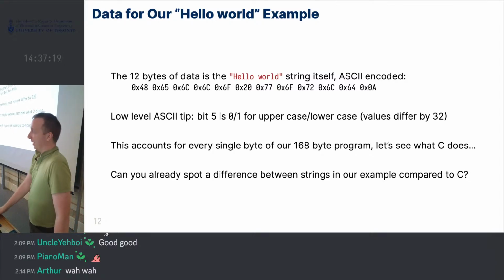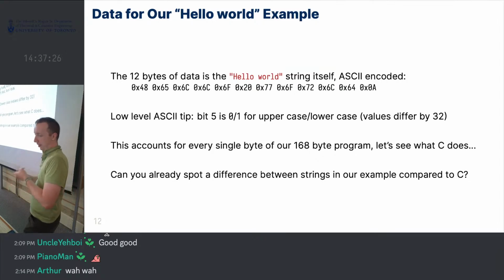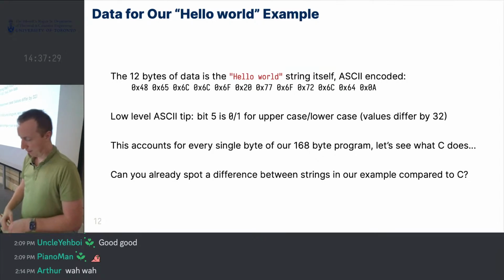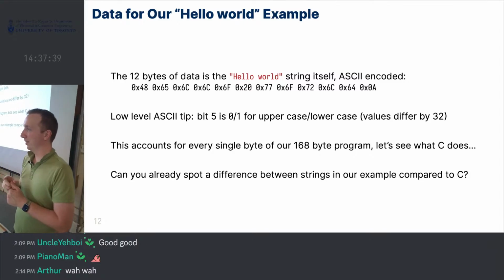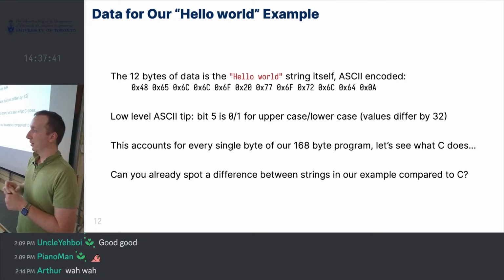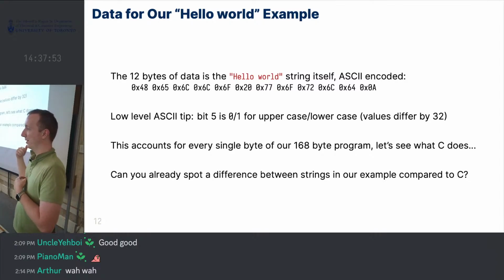Anyways, so that's every byte. So every byte is useful. And let's go ahead and see what C does. So that was, again, 128 bytes. And before I even show that, can you already spot the difference between strings compared to C? So what do C strings always end with? A null character. Did I have a null character there?